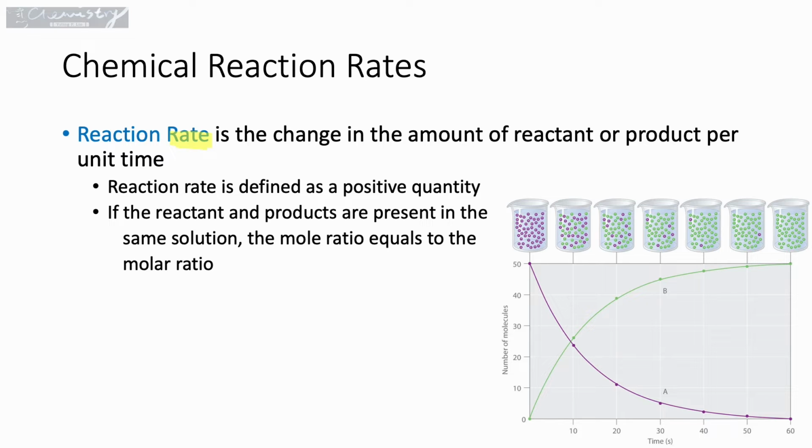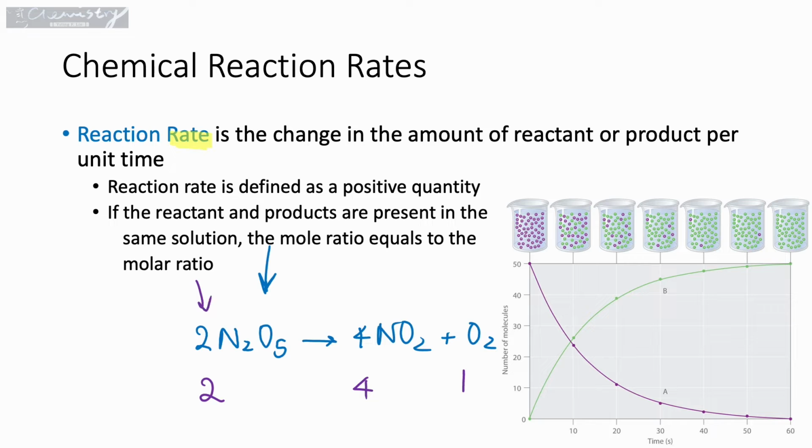So what this means is, looking at a reaction, 2N2O5 becoming 4NO2 and O2. So the mole ratio is 2 to 4 to 1, right? That is our coefficients. And we know that the molar ratio is the ratio for the molarity.